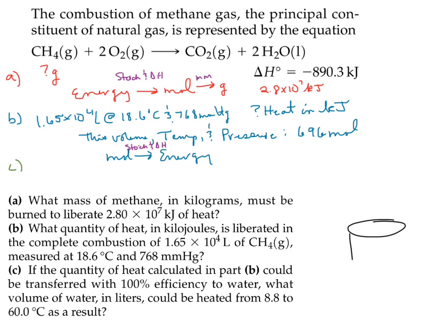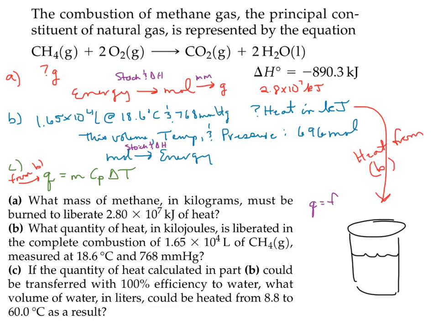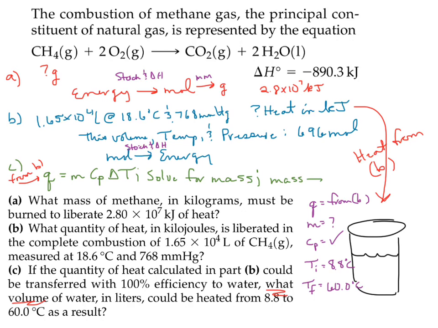So here's my hint for that one. Basically, you're going to take your answer from B, which is energy released, and think of it as heating this water that I'm drawing. What do you know about the water? Well, you don't know the mass. You know the specific heat of water. You know the initial temperature and the final temperature of the water. So in the Q is equal to m C sub P delta T for this, your Q is going to be from your B. So that's that one.